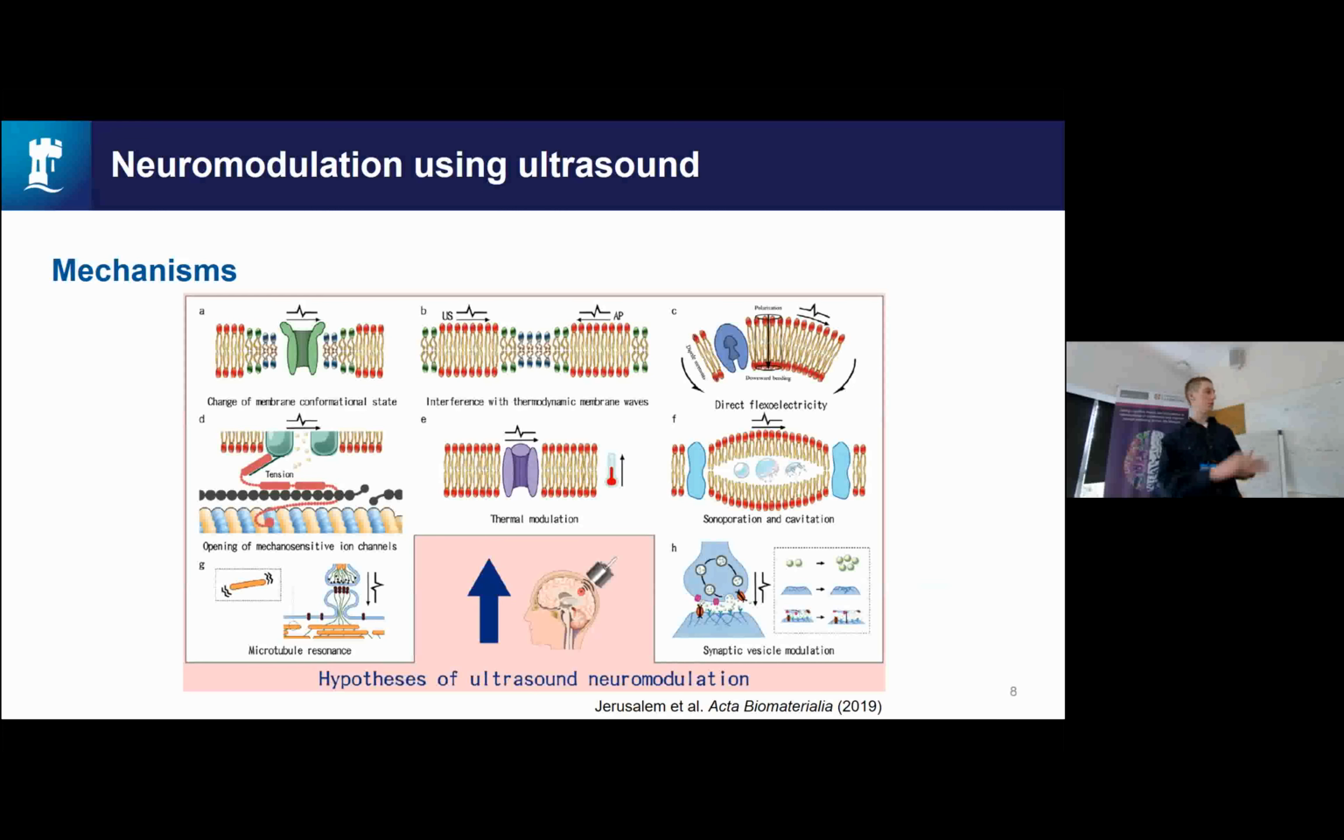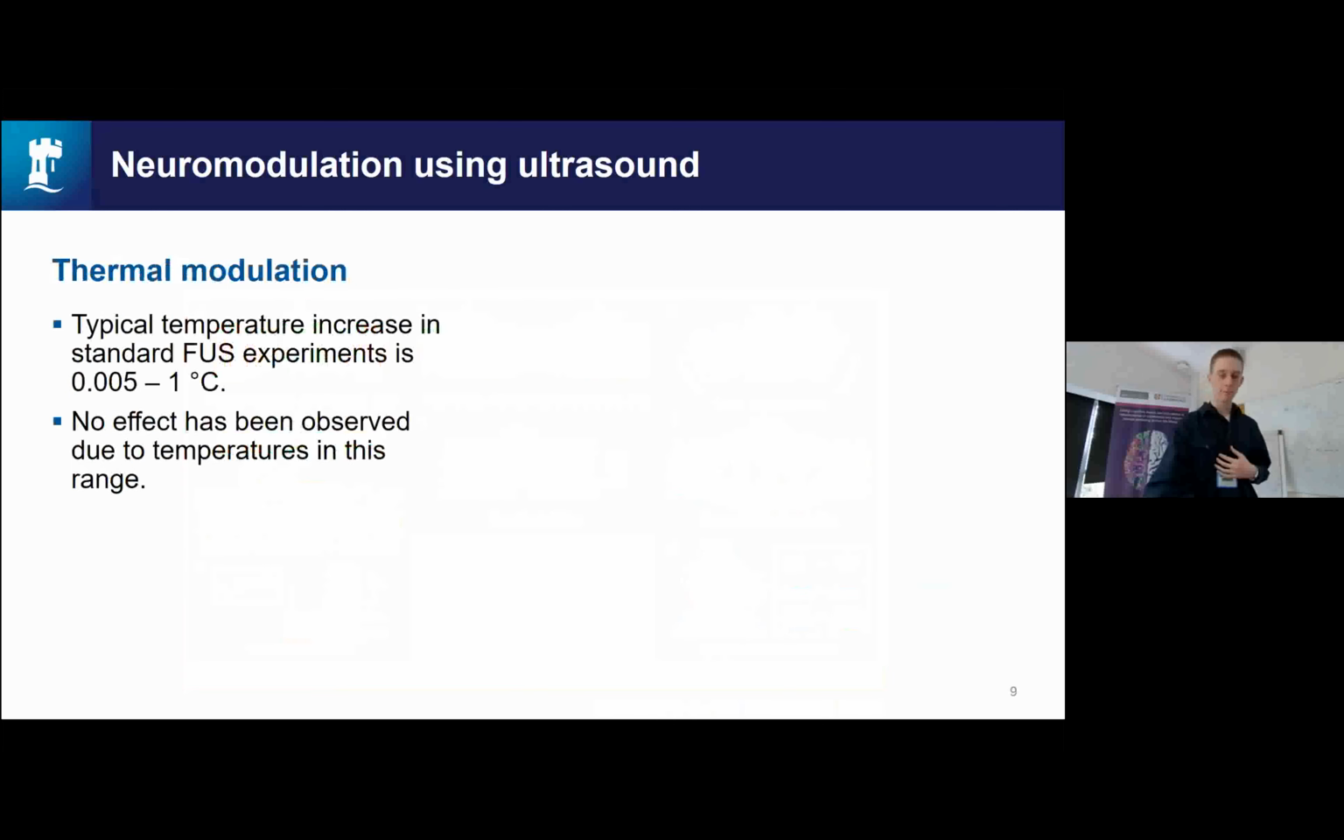So this is just a load of suggested mechanisms, but personally, I think the middle three are the most important. So we've got the fact that ultrasound can open mechanosensitive ion channels. We've got thermal modulation as a result of increasing temperature. And there's also cavitation, which is the creation of small microbubbles within the membrane that cause the membrane to stretch and the potentials to change. So these are probably the most common proposed ones.